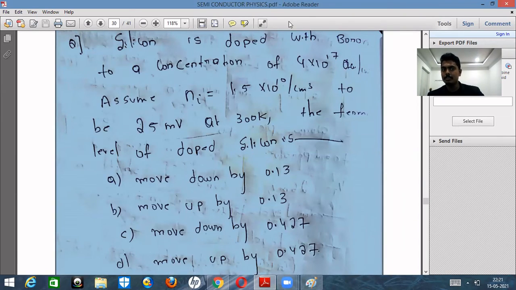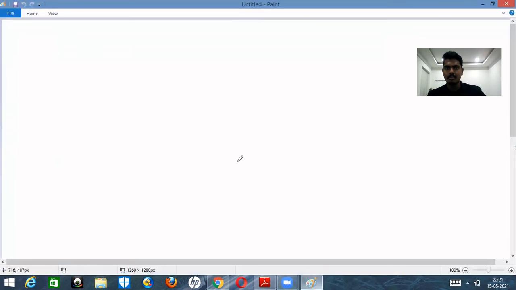That means, because silicon is a pure intrinsic semiconductor, if it is doped with boron, it will become a P-type semiconductor, right? Because it is a group 3 element, the concentration of this is nothing but acceptor concentration. Why? Since it is a group 3 element. So acceptor concentration Na is equal to 4 into 10 power 17 per centimeter cubed.